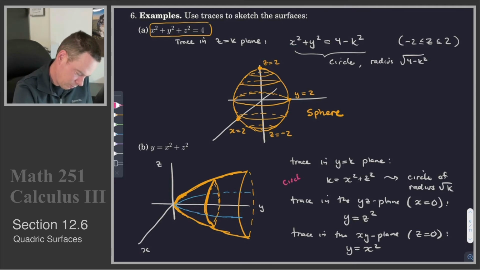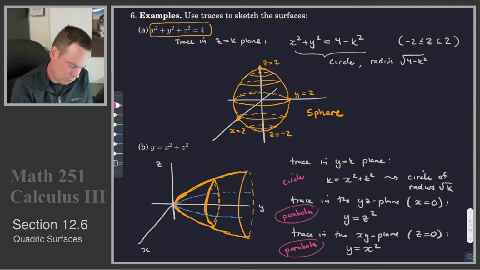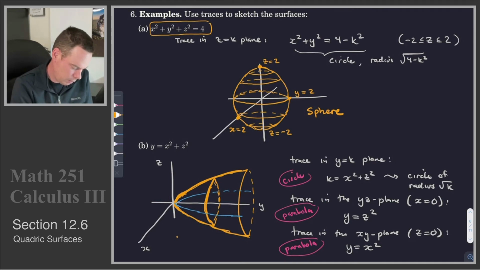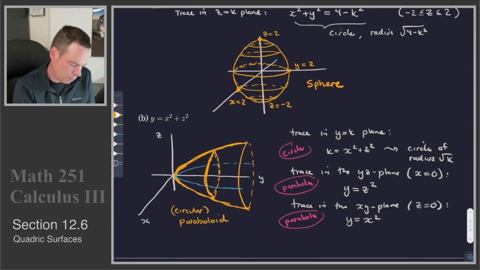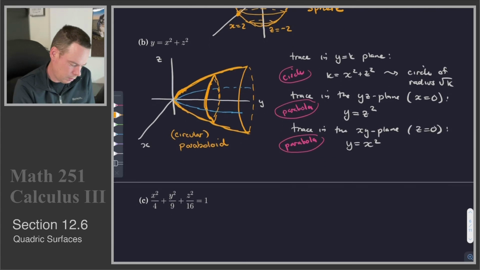So for this object, what we have is, I'll put these in a different color, we've got circles in one direction. We've got a parabola and a parabola. So there's two directions where it looks like parabolas, one where it looks like a circle. And so this is a circular, which I'll put in brackets because typically we don't refer to it as such. We just refer to it by its last name, paraboloid. So this is a circular paraboloid. Okay, let's have a look at the next one.